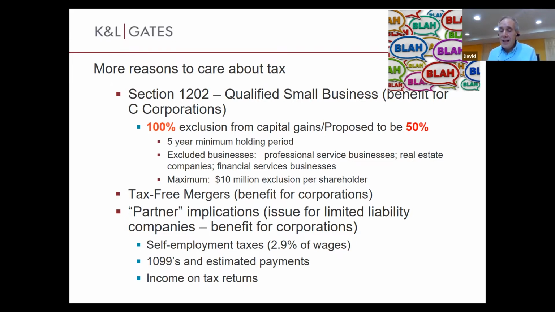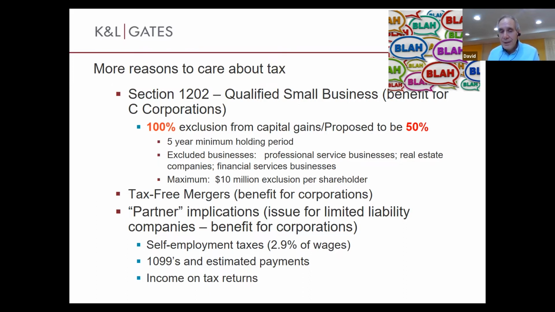And Odette and I just had a client whose business we sold a couple months ago. They had taken their stock and transferred it to a couple trusts. So they had 4 different trusts, so they actually had 5 different shareholders. They excluded $50 million of gain. That's $50 million that they didn't pay tax on.